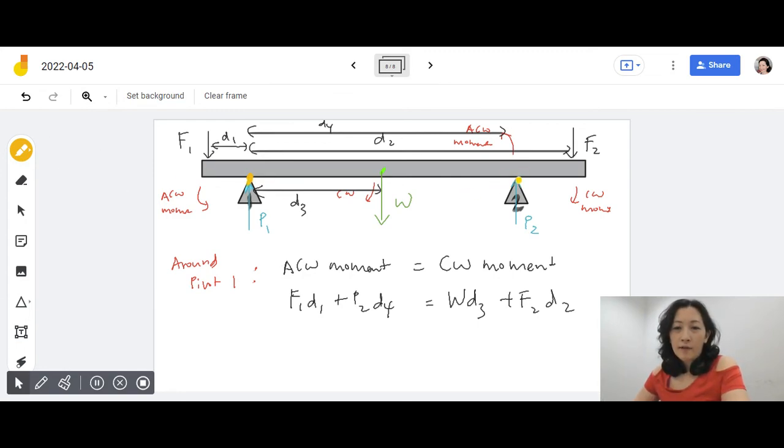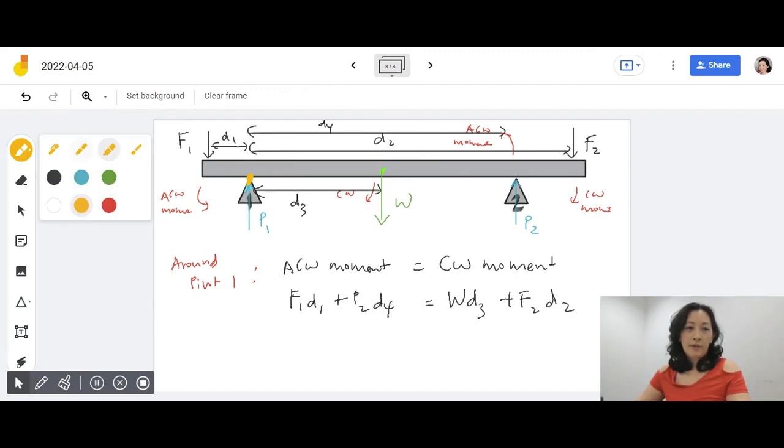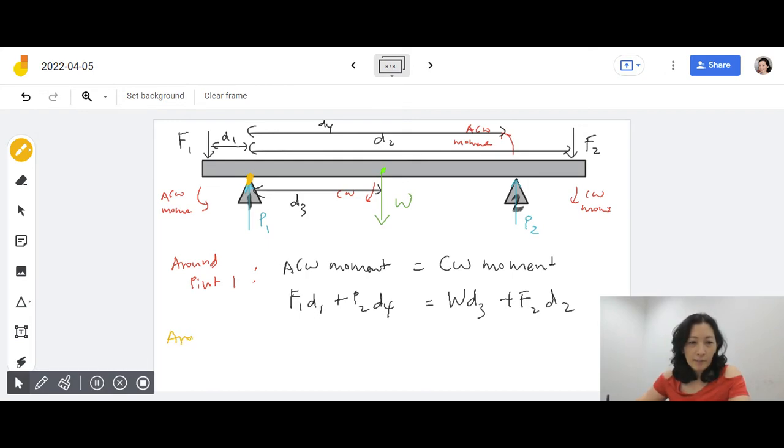Then if you need to solve it around 2, can also. That means, let's say around P2, around pivot 2.